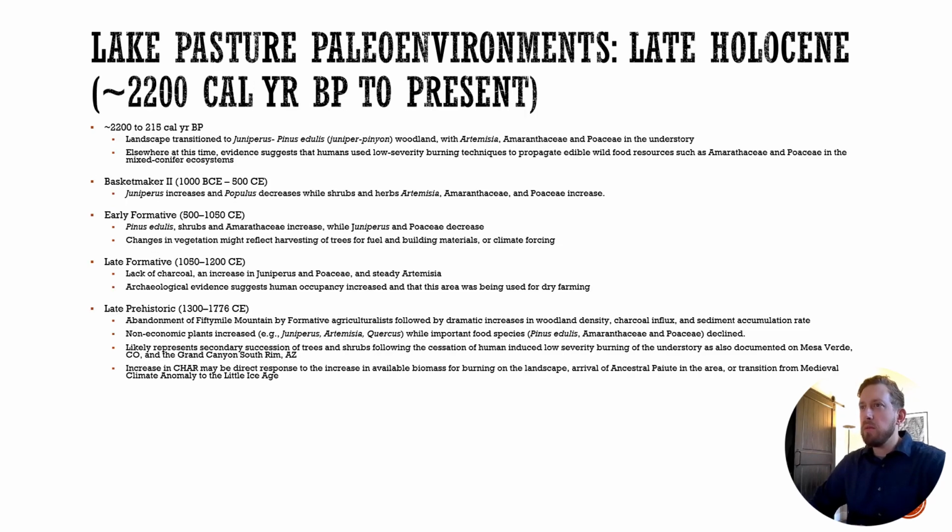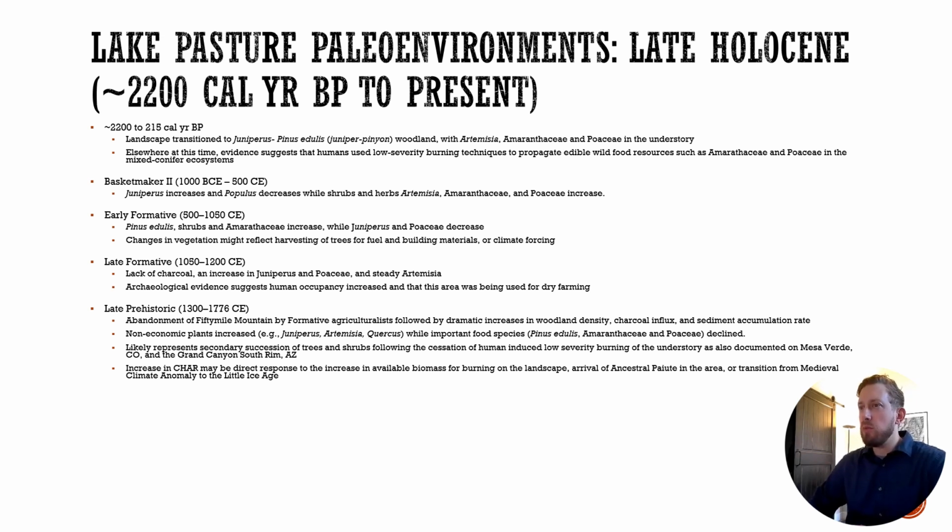Turning to the late Holocene, from 2200 to 215 cal-year BP, the landscape transitioned to a juniper pinyon woodland. And elsewhere at this time, evidence suggests that humans used low-severity burning techniques to propagate edible wild food resources such as amaranth and Poaceae in mixed conifer ecosystems.